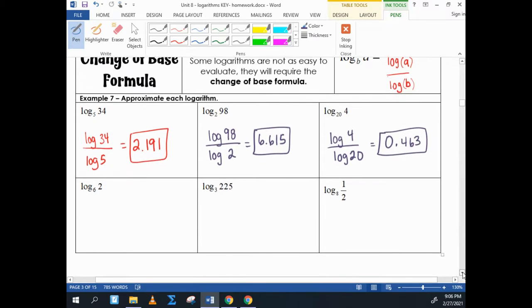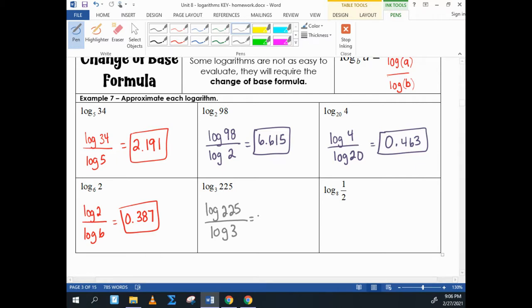All right, let's try these last 3 here. Here it is, log of 2 divided by the log of 6. In the calculator, the log of 2, close parentheses, divided by the log of 6 equals 0.387 right there. And 2 more. So the log of 225 divided by the log of 3. Grab those calculators. Log 225, close parentheses, divided by the log of 3 is 4.929. So we'll just round it to 4.93 right there.